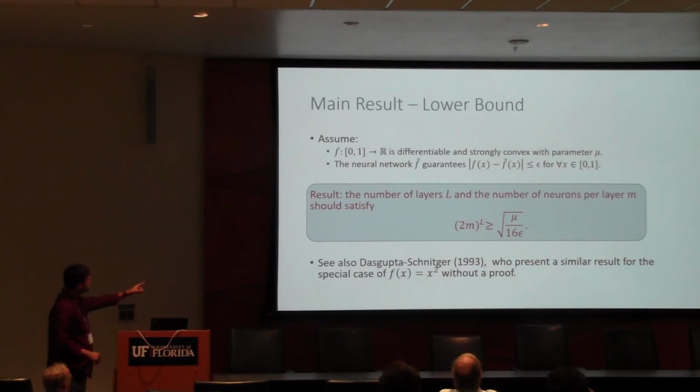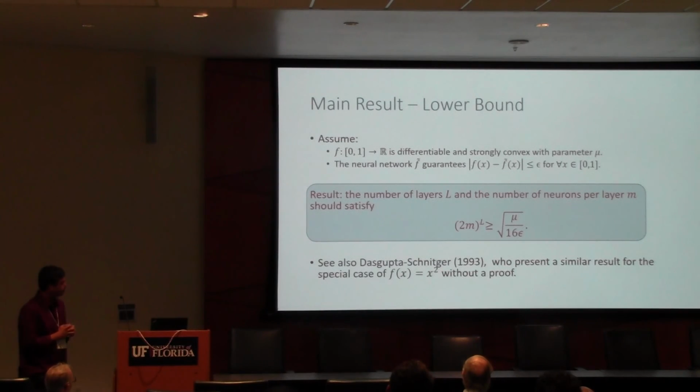Okay, so this proves that the upper bound is tight, I'll get to that in a second. But I just want to mention that we saw a result like this in a paper by Dasgupta and Schnitger in 1993, who present a result like this in a machine learning conference without any proof. So it's quite possible that they knew something like this.